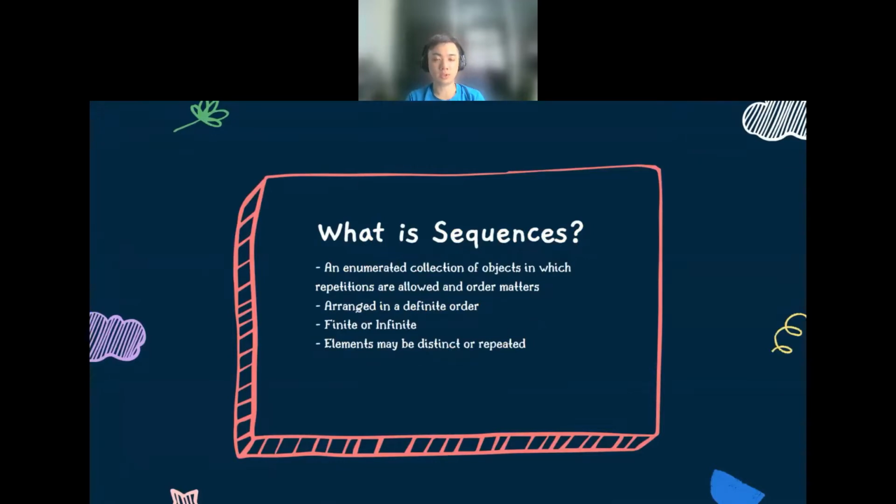So, what is a sequence? A sequence is an enumerated collection of objects in which repetitions are allowed and order matters. Sequences can be arranged in a definite order, and can be either finite or infinite. The elements inside the sequence may be distinct or repeated.